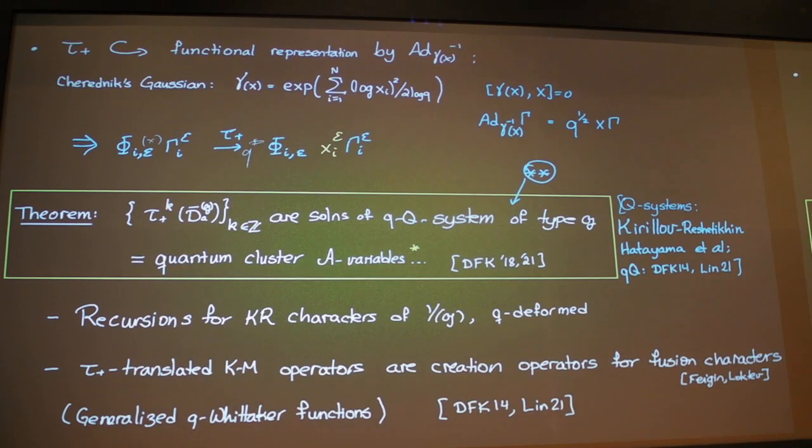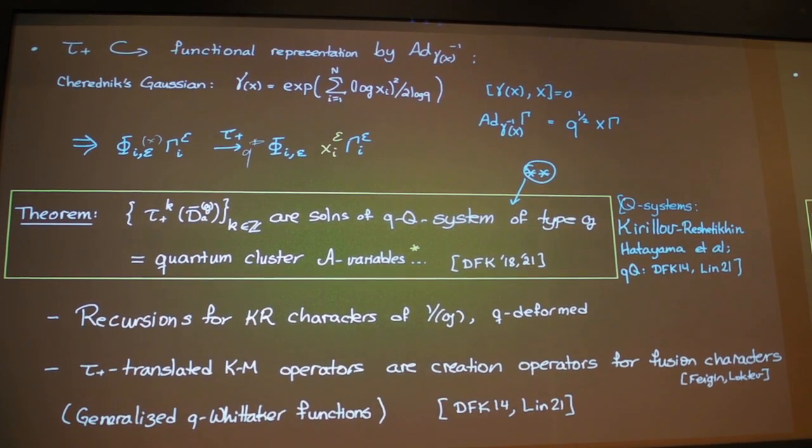So, what is a quantum Q system? This is a system of mutations, quantum mutations for some A-type cluster variables. So Q systems themselves came out of the paper of Kirillov and Reshetikhin, and then Hatayama and company wrote down Q systems for any one of the affine algebras that I mentioned, and then the quantization has to do with the observation that these are mutations in the cluster algebra, and a cluster algebra has a canonical quantization. These are the quantizations. So what does it mean? What are Q systems? They're recursion relations for characters of finite dimensional representations of the Yangian of G. And then I Q-deform these recursion relations.